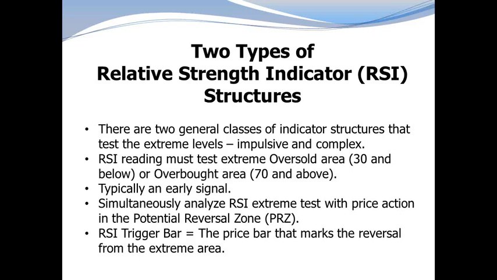There are two types of relative strength indicator structures that I have personally devised when it comes to harmonic trading. These two general classes of indicator structures that test the extreme levels of either overbought or oversold are classified as impulsive and complex. An RSI reading must test the extreme oversold area, that is 30 and below, or overbought area, 70 and above. Again, the RSI extreme reading is typically an early signal before the reversal occurs.